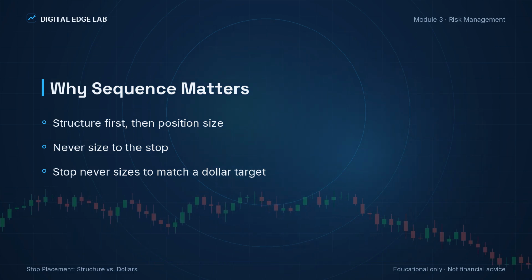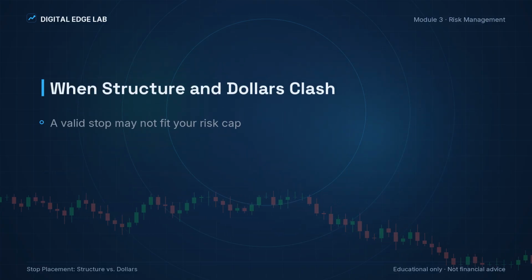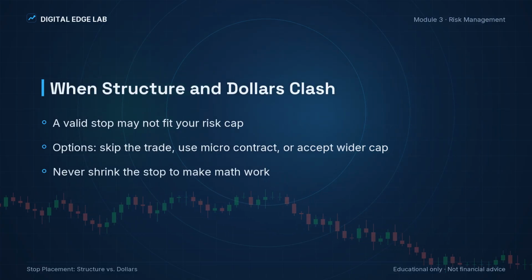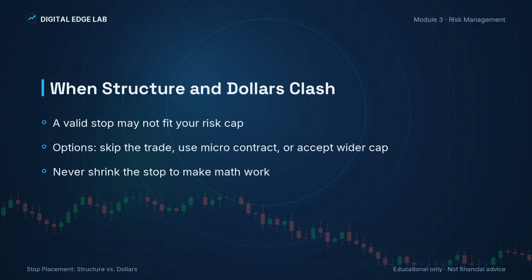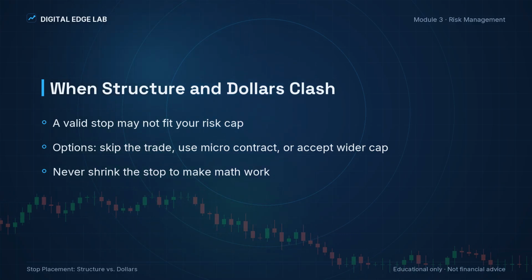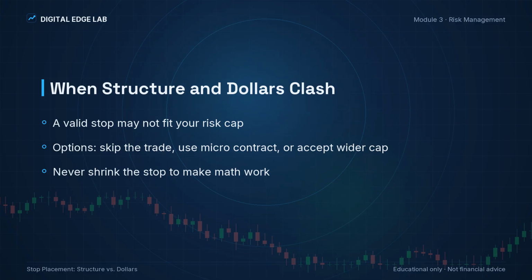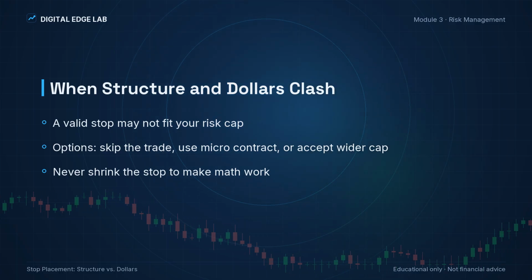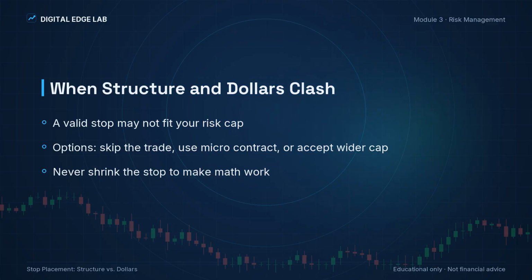You'll face this situation. The structural stop, the one where the thesis actually breaks, is wide enough that even one standard contract exceeds your risk limit. When that happens, don't move the stop. Instead, skip the trade, drop down to the micro contract if your broker offers it, or briefly widen your risk cap if the trade setup is exceptional. The worst move is to place a stop at an arbitrary price level just because it fits your risk number. That stop will cost you trades the chart isn't actually invalidating.